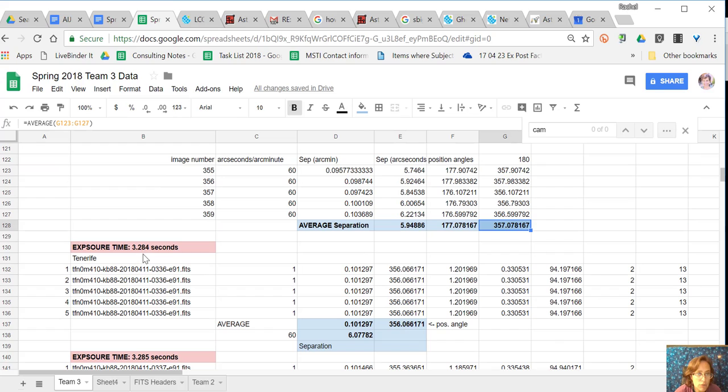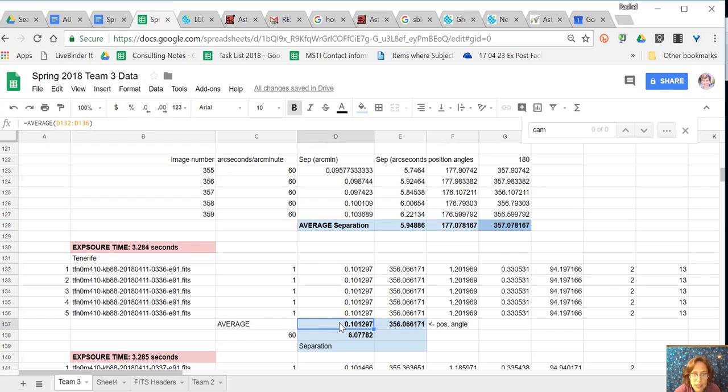Now for the 3.24 second images, or 3.284, these are taken at Tenerife. That's what this TFN, Tenerife, Spain, means. That's where these images are taken from, and these were longer exposures. But again, I was able to do the measurements with the aperture of 2, and we get a position angle. And this one I didn't have to change, so the camera must be angled correctly in these ones, because when it just measures the position angle it matches the literature values.